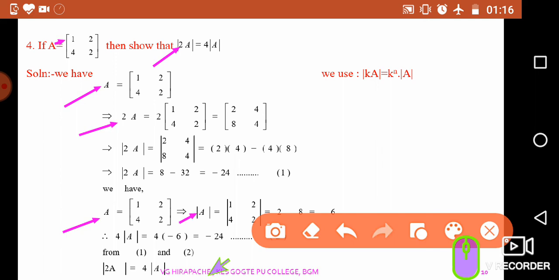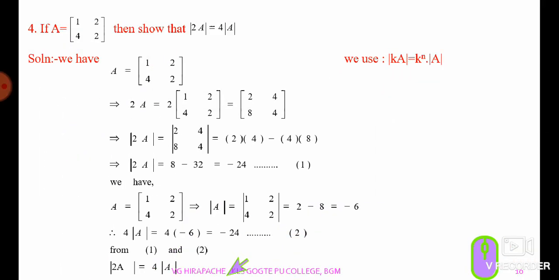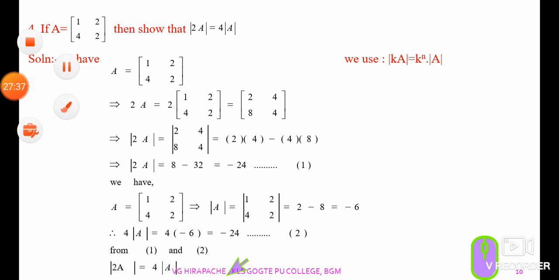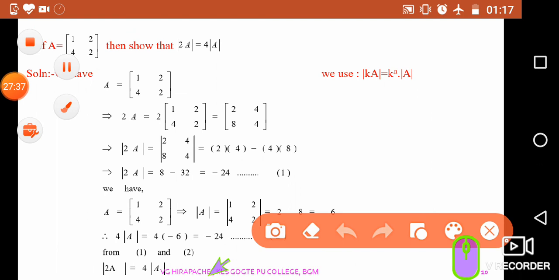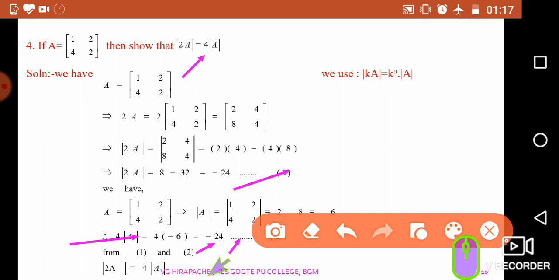Therefore determinant of A is equal to determinant with the first row 1 2 and second row elements 4 2. Left top to right bottom 1 2s are 2, minus always, and here 4 2s are 8. Therefore 2 minus 8 is equal to minus 6. Therefore 4 times determinant of A is 4 times minus 6, which is equal to minus 24. Let me denote this as equation number 2. From equations 1 and 2, determinant of 2A is always equal to 4 times determinant of A.